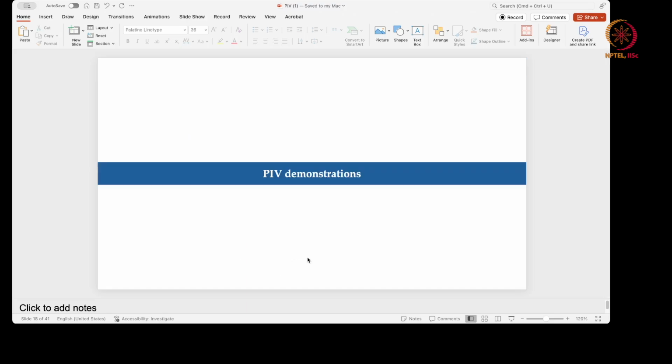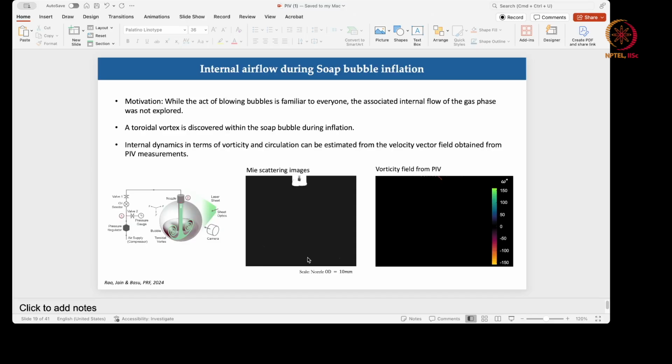Now we look at some PIV demonstrations, and these come mostly from my lab, and a little bit from L. Venkatakrishnan's lab at NAL also. This is, for example, what we did over here. I will give you some examples across scales. This is a millimeter sized bubble, and this bubble is being inflated, like you blow a bubble. We are trying to see what happens to the flow field inside this soap bubble. To determine the internal dynamics, we perform PIV measurements.